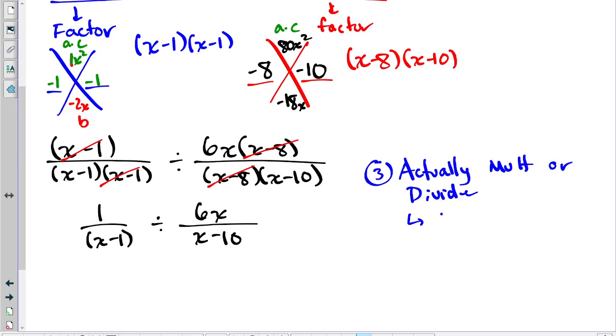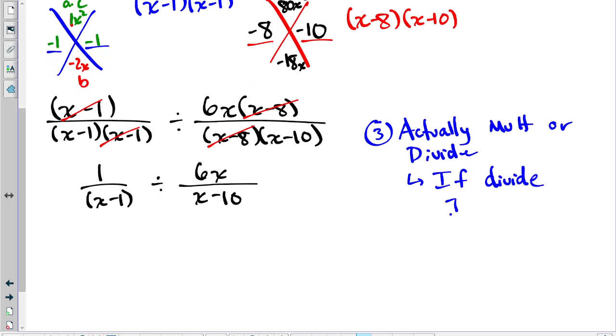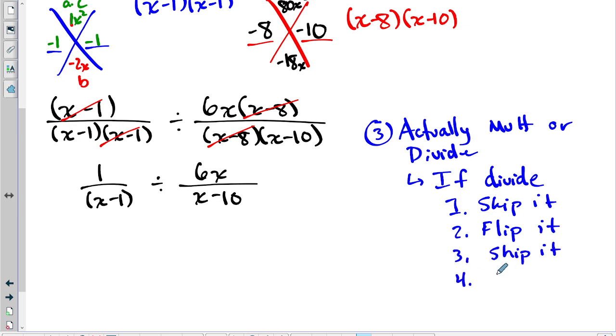If you're dividing, you have to remember a simple 4-step process. Number 1 is skip it. Number 2 is flip it. Number 3 is ship it. And number 4 is simp it. Okay. Skip it means don't do anything to the first, so leave the first fraction. Flip it means rewrite the second fraction as its inverse, as itself upside down, or its reciprocal, right?